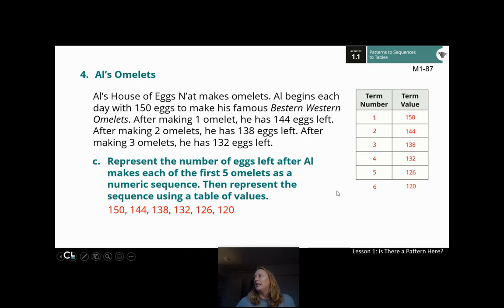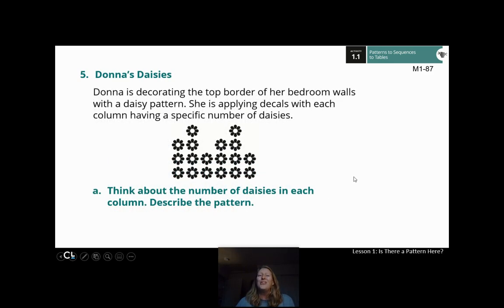Next up, I think we got daisies next, right? Oh, Donna's daisies. So Donna is decorating the top border of her bedroom walls with a daisy pattern, and she's applying decals with each column having a specific number of daisies. And so it's going to look like this. So this is the pattern that she's using to put her daisy decals on the wall. So think about the number of daisies in each column and describe the pattern.